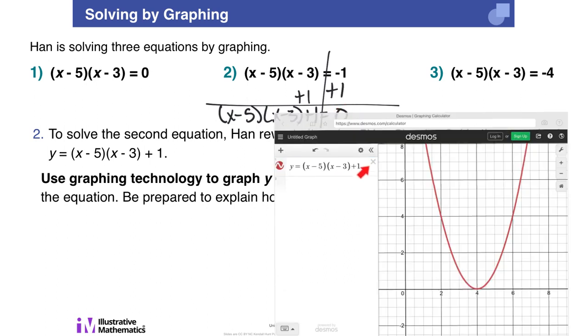The instructions say to graph this using a graphing calculator. I highly encourage you to do this on your own so that you can make sure you can find these solutions. You can see that the graph is touching the x-axis right here at 4. And so our solution is x equals 4, because that's when the whole thing equals 0. Remember, Han rewrote it so that the whole equation would equal 0.